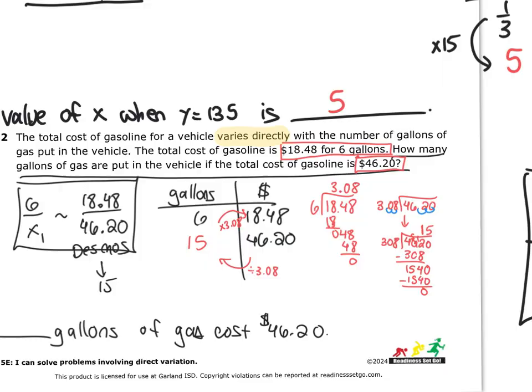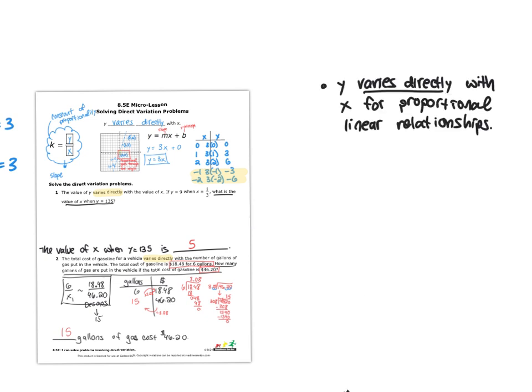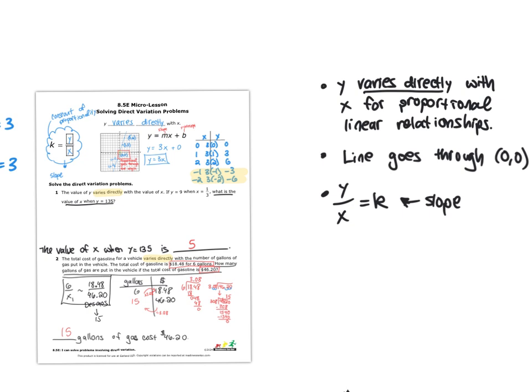So let's take a moment here just to review what we talked about. First, we talked about what direct variation means and what it means for a relationship to be proportional. Y varies directly with X for proportional linear relationships. If you graph that line, it's going to go through the origin, or point (0, 0). Y divided by X for any ordered pair will give you K, which is your constant of proportionality. It's also going to give you the slope of the line.